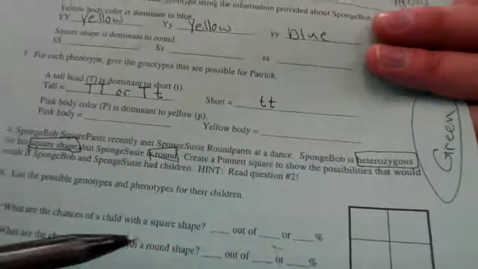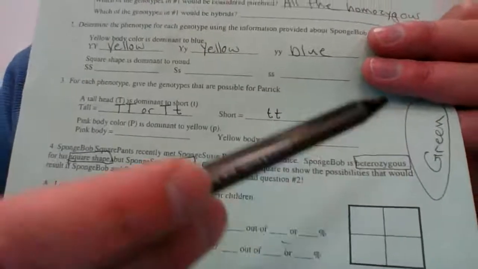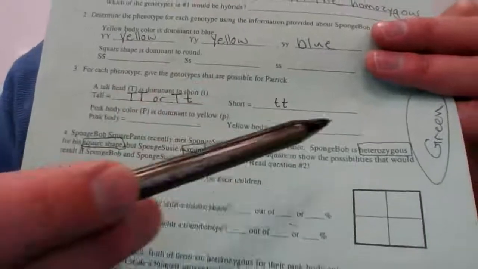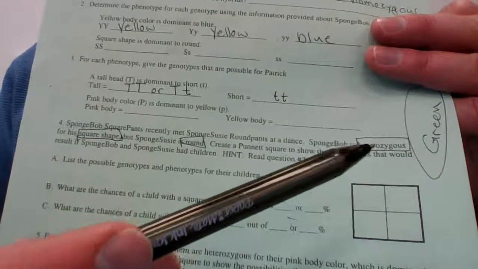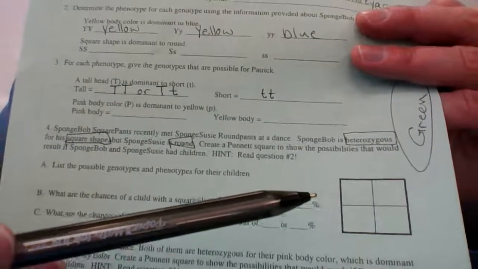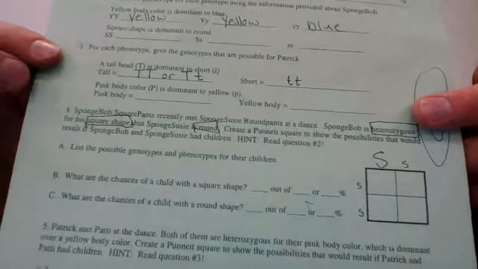Now I'm going to write their genes here. If he is heterozygous, that means he's going to be big S, little s. This is the heterozygous for square, sorry. He's square, so big S, little s. And then she is round, so she's going to be 2 lowercase s's. That's the only way you get the recessive trait. So I'm going to set that up. He's heterozygous, so big S, and little s, little s. Pause if you need to.